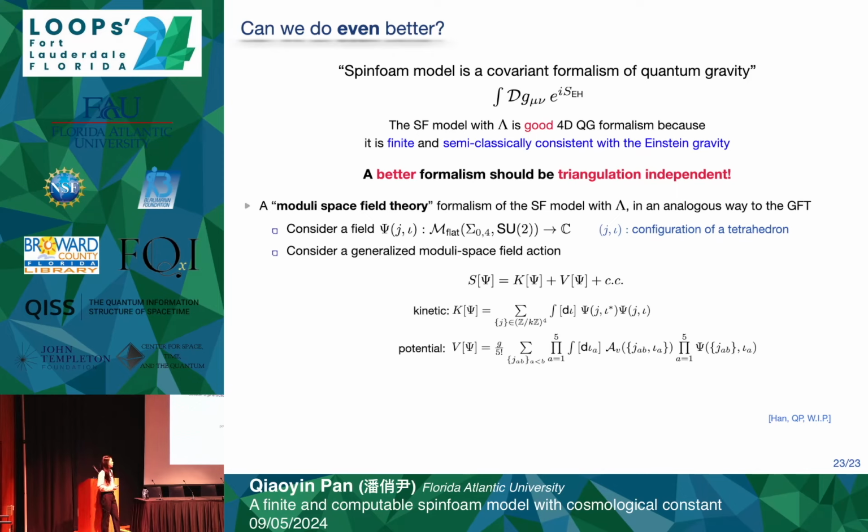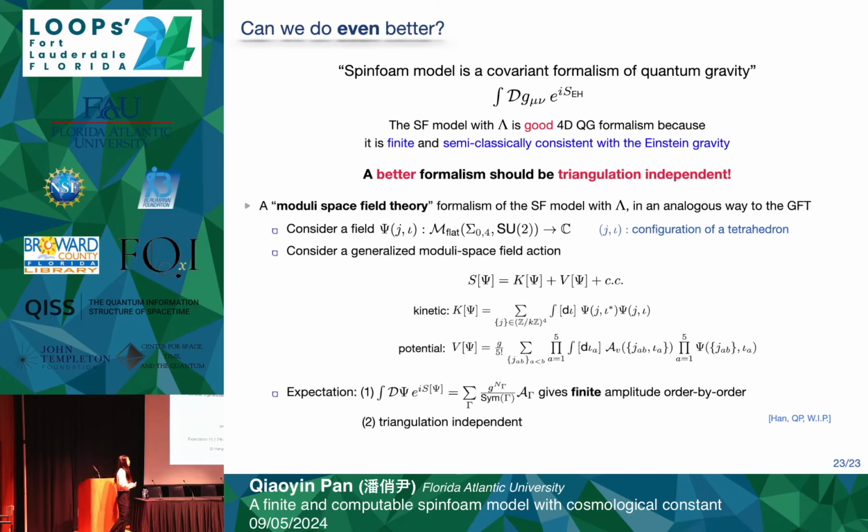Although it's just an initial idea, we can already expect that if we consider the path integral of this generalized action, this should give us the finite amplitude order by order. And also, by construction, it's a sum over all the triangulations, so this formalism is independent of triangulations. And with that, I would like to thank you for your attention.